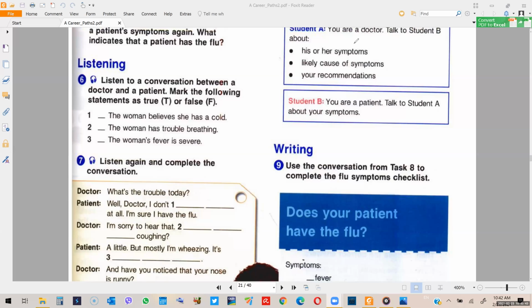This is true again. Now we are going to finish the conversation, as usual, between the doctor and the patient. And we are going to finish these 6 gaps, as usual. Number 1. Exercises 6 and 7, page 21. What's the trouble today? Well, doctor, I don't feel well at all. I'm sure I have the flu.